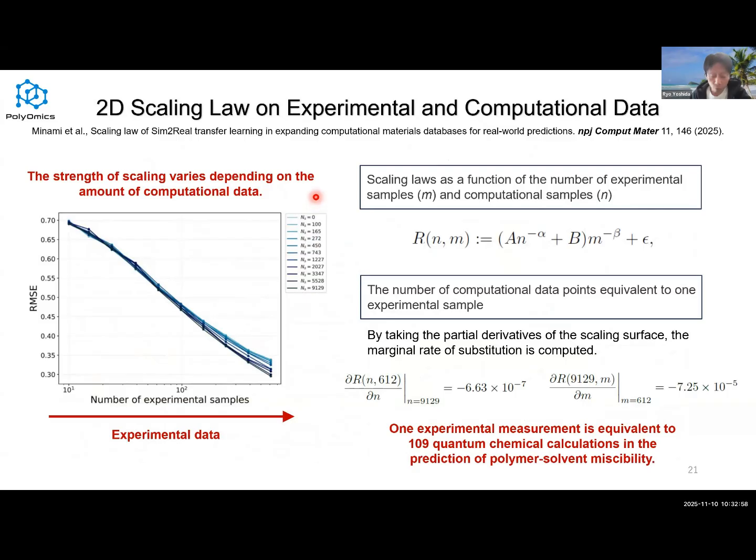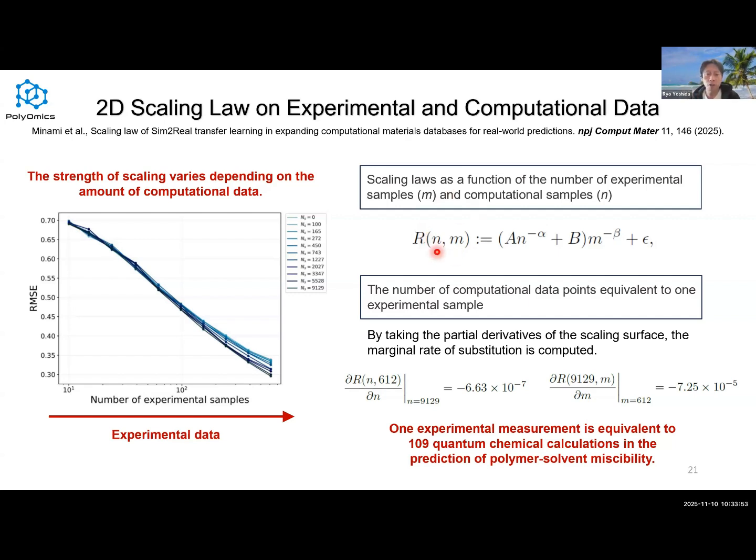We can also measure the scaling behavior on a two-dimensional space of the number of samples from the experiment and computation. The number of samples from the computer experiment and the real-world experiment is denoted by N and M. According to statistical machine learning theory, it is known to follow a scaling power-law relationship as described here. This two-dimensional scaling can be measured experimentally by increasing N and M. We evaluate the mean absolute error and fit a surface function to the empirically observed scaling behavior, so we can estimate such a function.